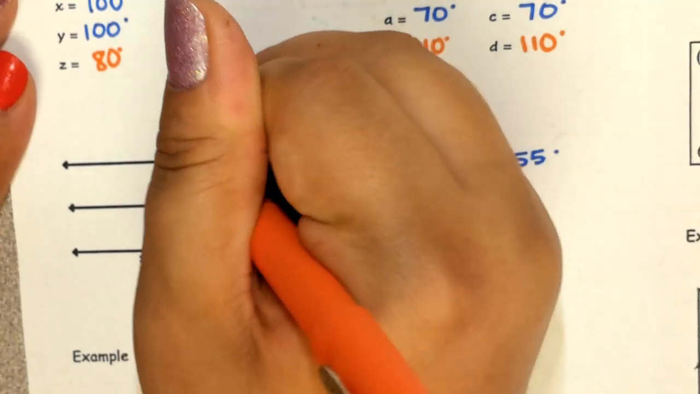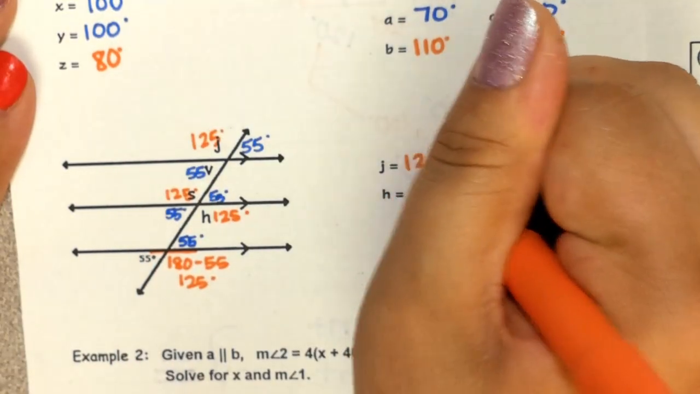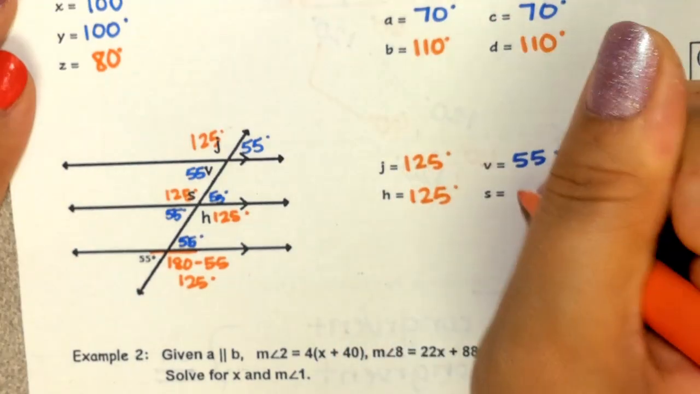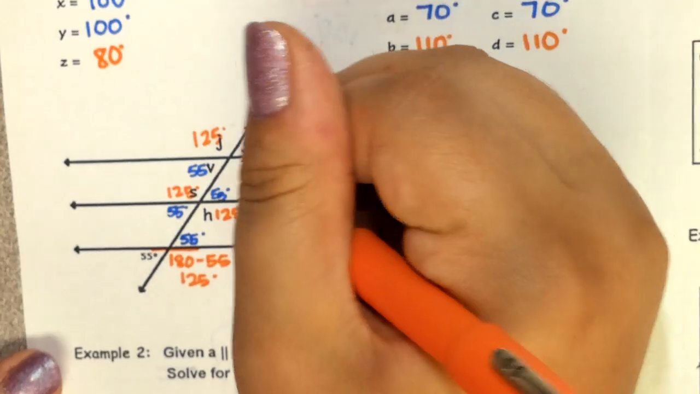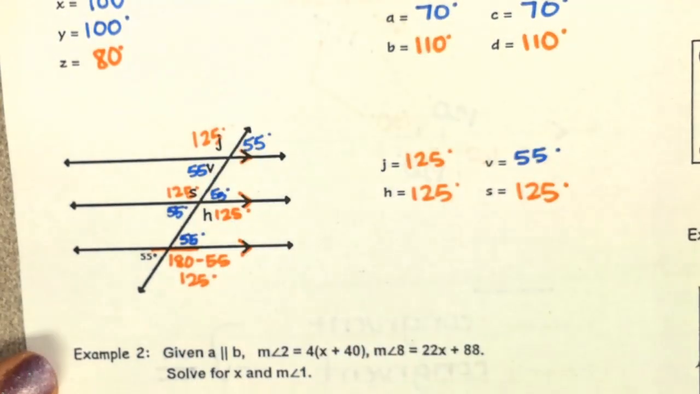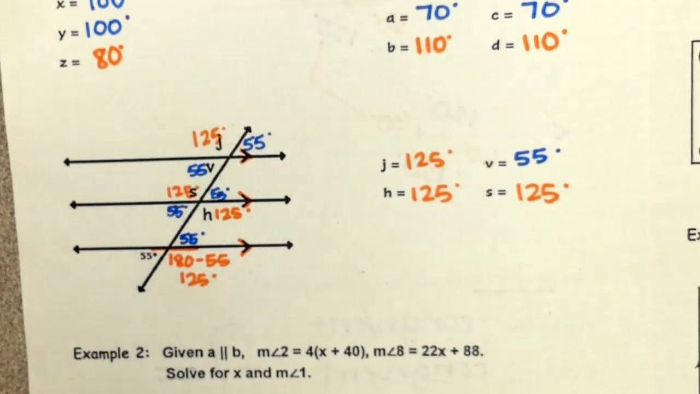Is this making sense to you? Why does this work? Why can we do this? Because they're vertical and corresponding angles. But why? How come they're congruent? Because they're parallel. If we didn't have these parallel symbols, we could not do this. If I didn't have those little arrows, you would not be able to do what we just did. That's going to be a question on your test. Is J congruent to S? You need to check if they're parallel first. Okay?